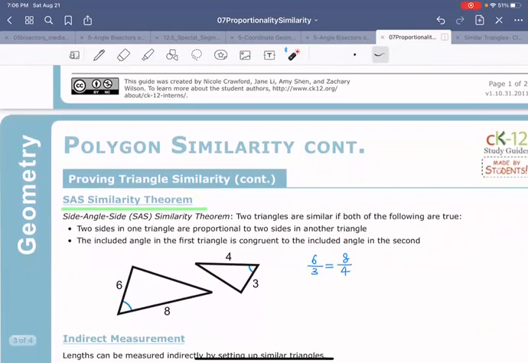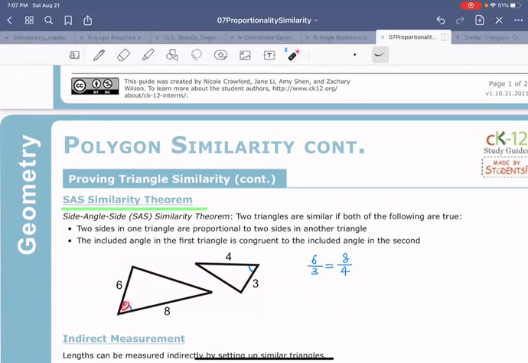Okay, so in these two triangles, you can write down this equation. 6, you choose the short one over the short one, the longer one over the longer one. If this equation is true, and at the same time, the angle between them are also equal, then you say these two triangles are similar, okay?